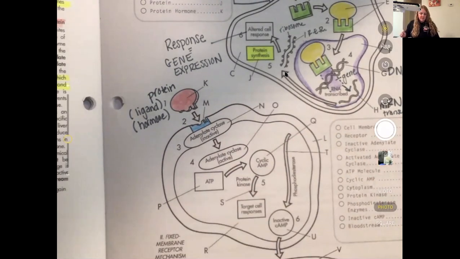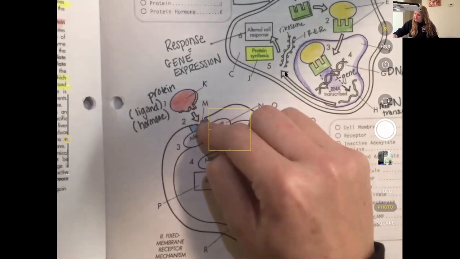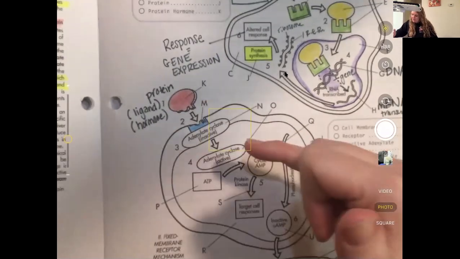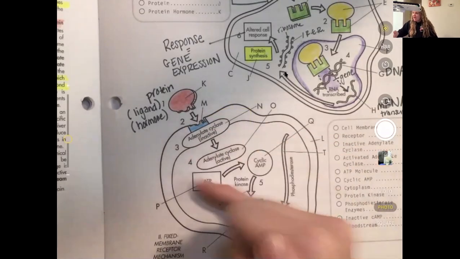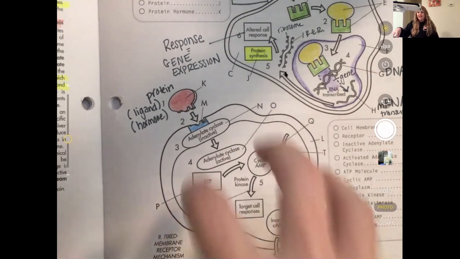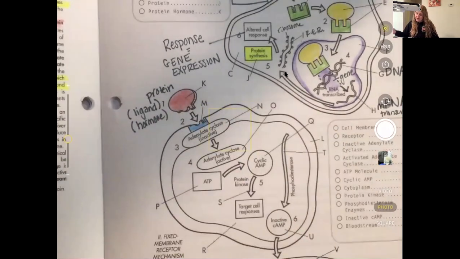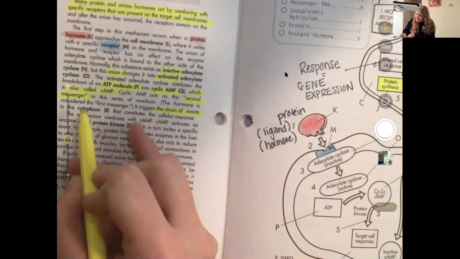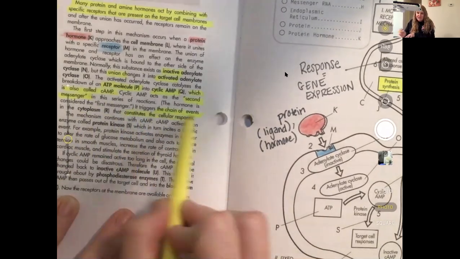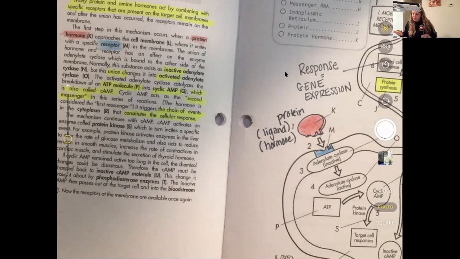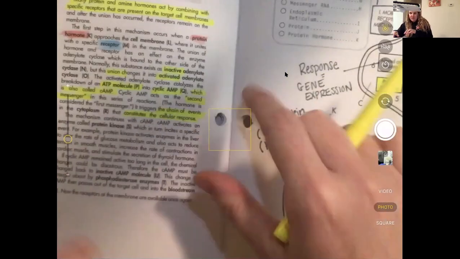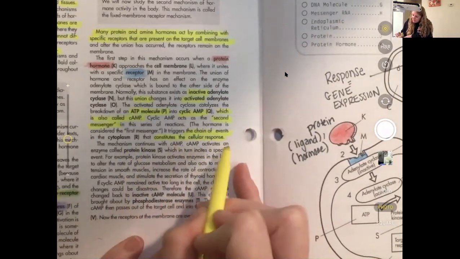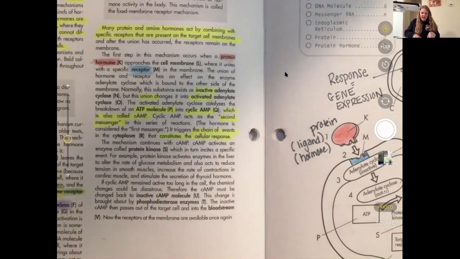At this point, it's inactive, and you're going to see that with this reception, it activates, and now transduction has officially begun. And again, transduction is this whole chain of events that's going to occur inside the cell in order to finally get to a response. So it triggers, I like this part, a chain of events in the cytoplasm that constitutes eventually the cellular response. So this paragraph goes a lot over what that transduction is like. The mechanism continues with cAMP. cAMP activates an enzyme called protein kinase.